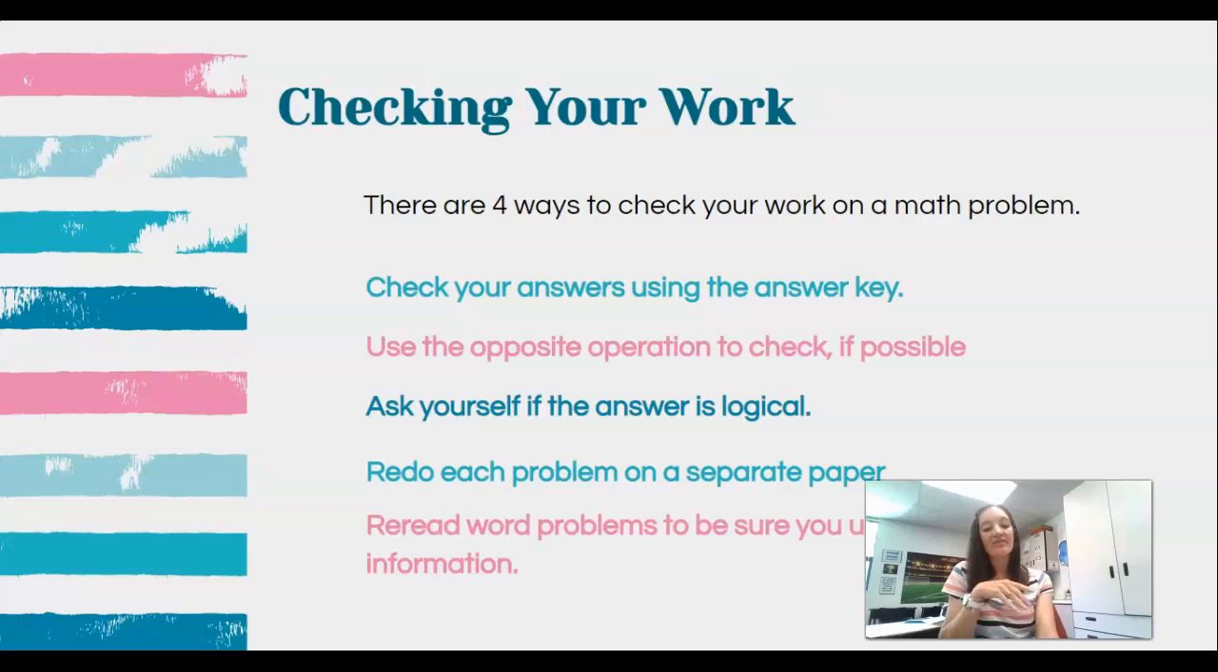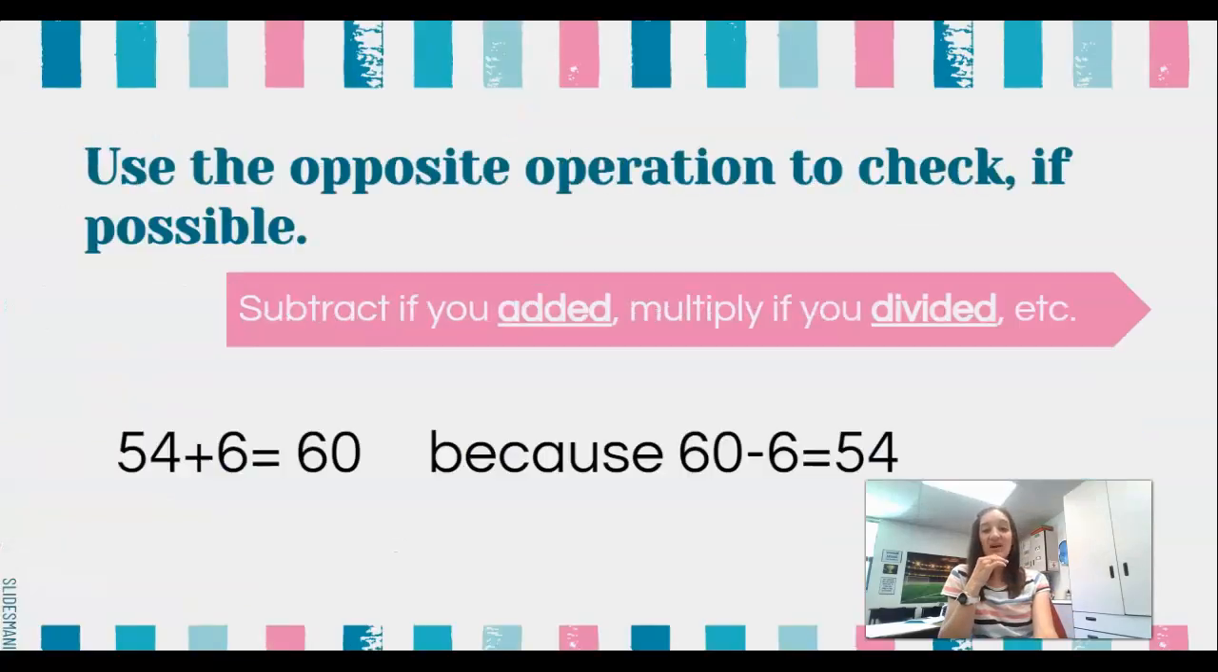Okay. One other thing you can do is use the opposite operation. So if the question is 54 plus 6 and you wrote down 60, well, you can check that by doing the inverse. Since it's addition, I can do subtraction, and 60 minus 6 is 54. So I know that I did it correctly.